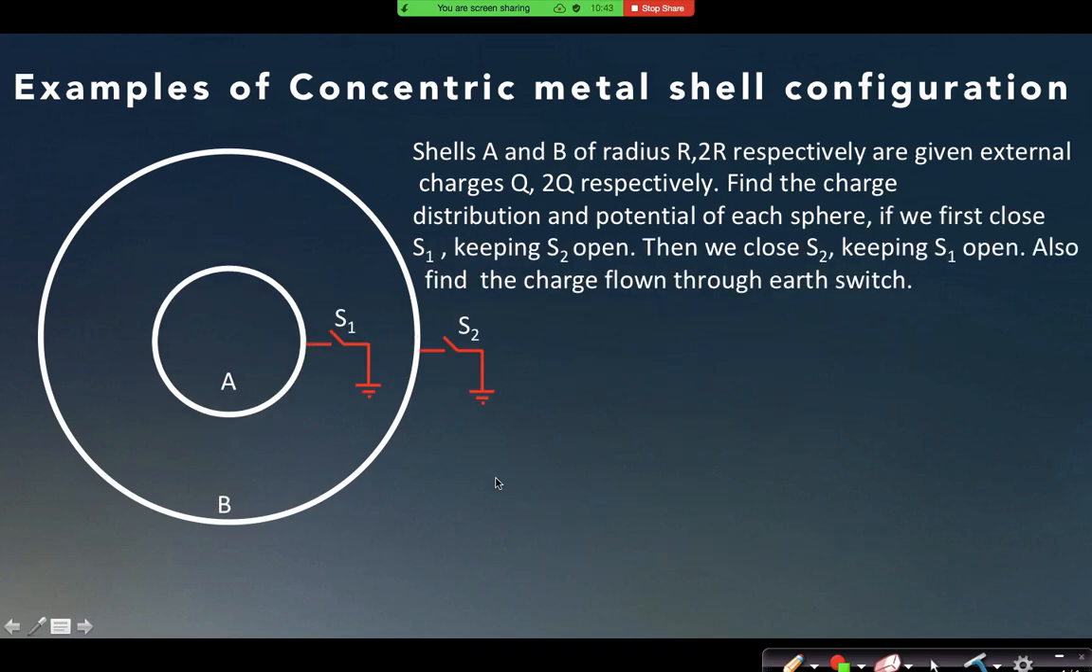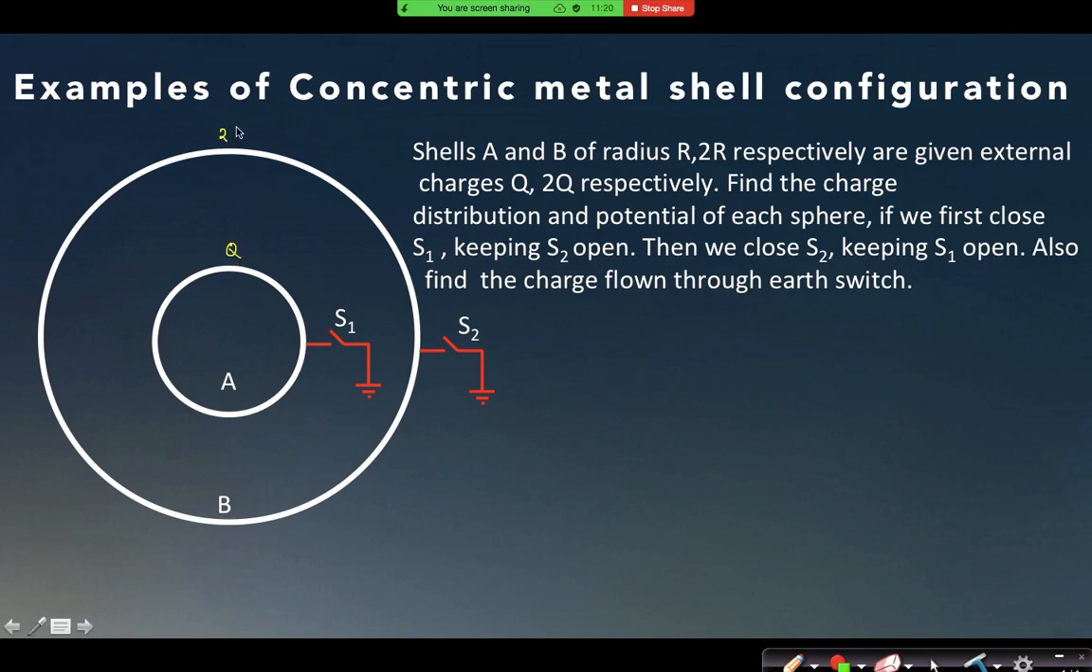So let's move to the next question. It says that shells A and B of radius R and 2R are respectively given external charges Q and 2Q. Find the charge distribution and potential of each sphere if we first close S1 keeping S2 open, then we close S2 keeping S1 open. Also find the charge flown through the earth switch. So let's see what will be the answer. Of this question, first let us assume that the charges kept are Q and 2Q.